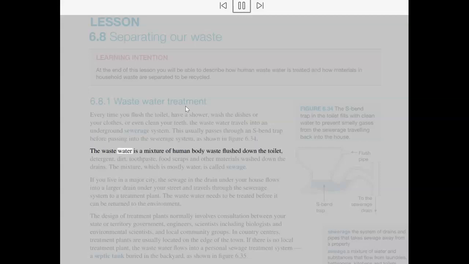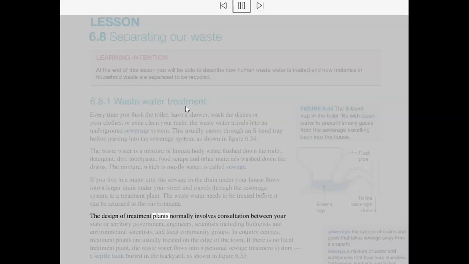The wastewater is a mixture of human body waste flushed down the toilet, detergent, dirt, toothpaste, food scraps, and other materials washed down the drains. The mixture, which is mostly water, is called sewage. If you live in a major city, the sewage in the drain under your house flows into a larger drain under your street and travels through the sewerage system to a treatment plant. The wastewater needs to be treated before it can be returned to the environment.